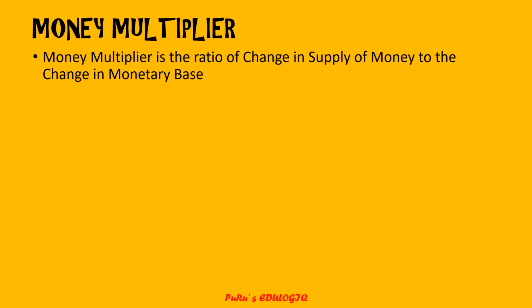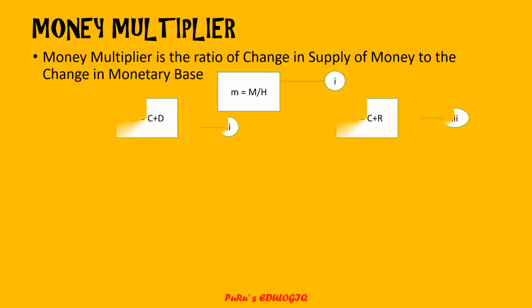Now money multiplier is M divided by H, which implies money supply divided by high powered money. But how can we represent money supply? We can represent money supply as M is equal to C plus D, that is currency and coins plus demand deposits, and high powered money as H is equal to C plus R, which is nothing but currency and coins plus required reserve ratio.